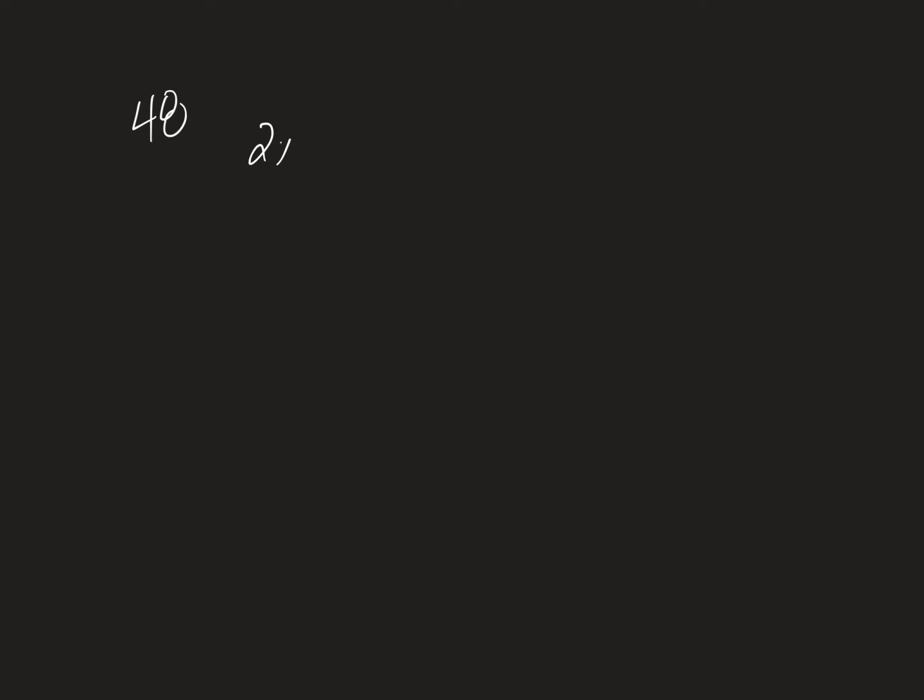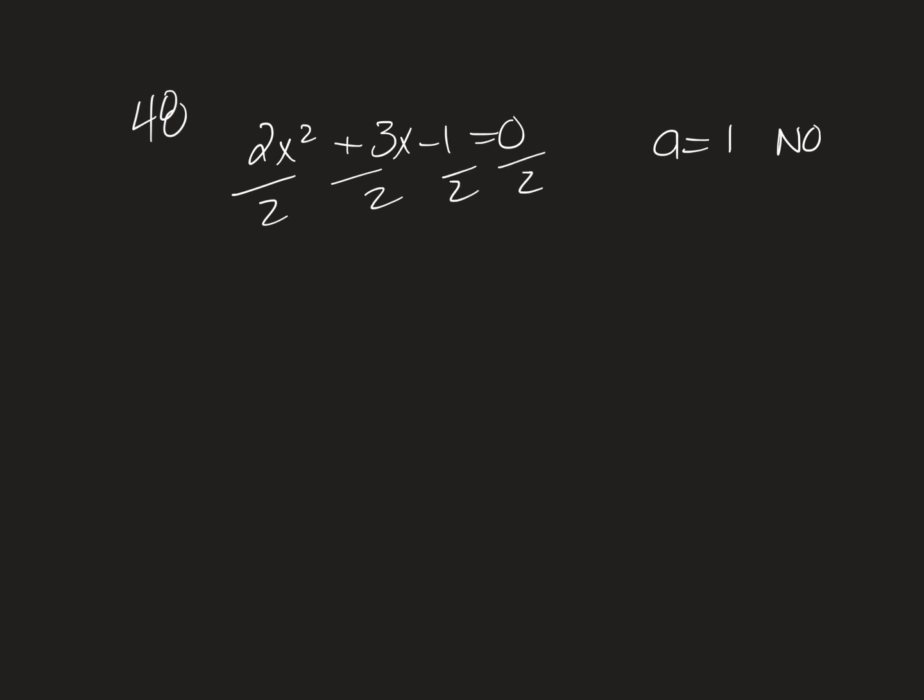So 48 is 2x squared plus 3x minus 1 equals 0. So does a equal 1? The answer is no, so we have to let it equal 1. So we divide everything by 2. So now we get x squared plus 3/2 x minus 1/2 equals 0. So now we're done step 1.